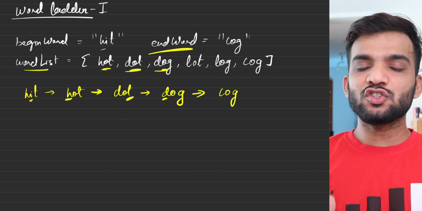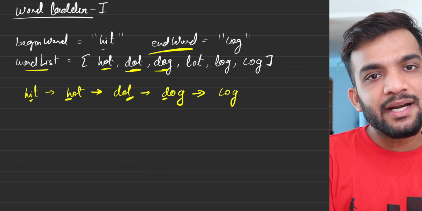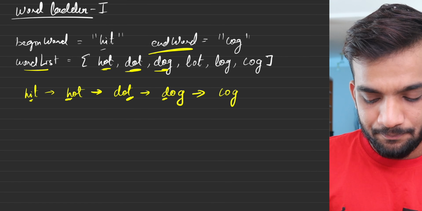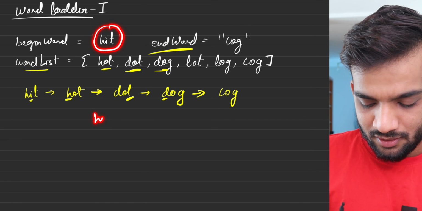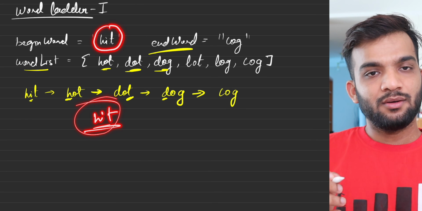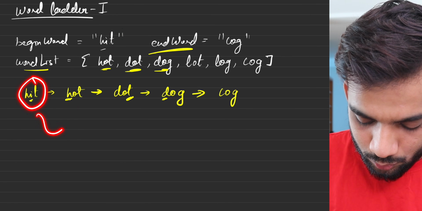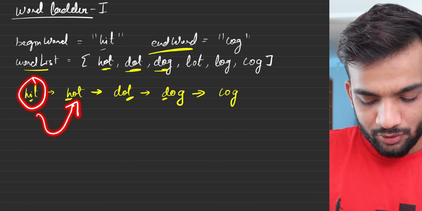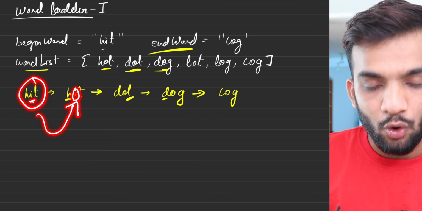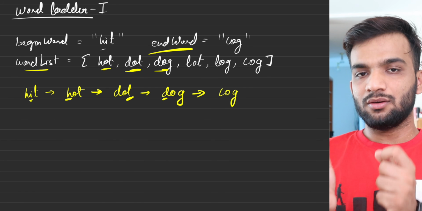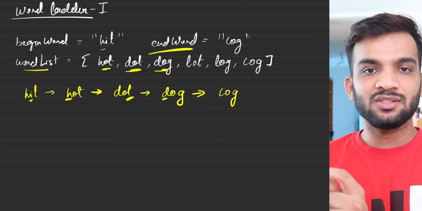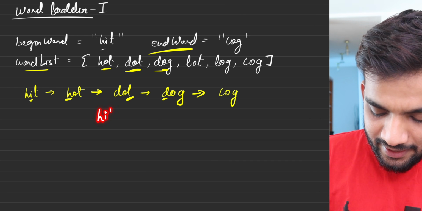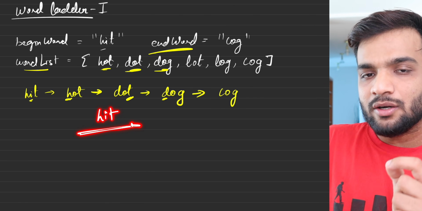Now you must be thinking which algorithm to apply. But before going in that direction, let's analyze the problem. We are given hit, right? So what can we do to this hit? Hit is getting converted to something like hot, where the I is changed to O, right? So the second alphabet in the word is changed. So if I say hit, where can I change?